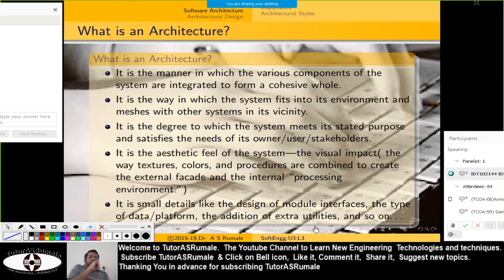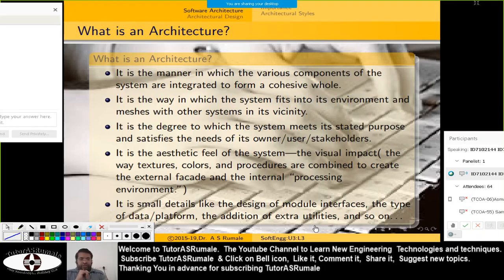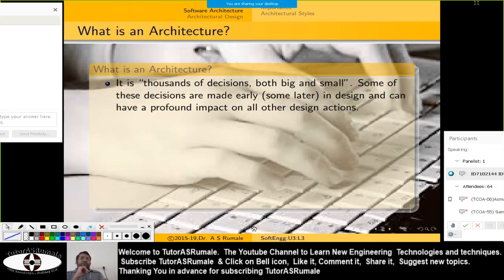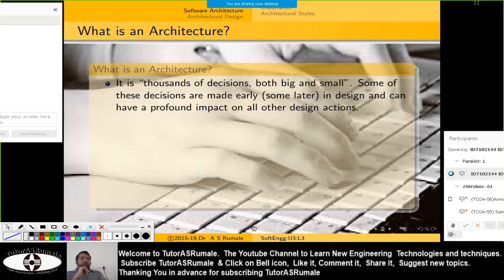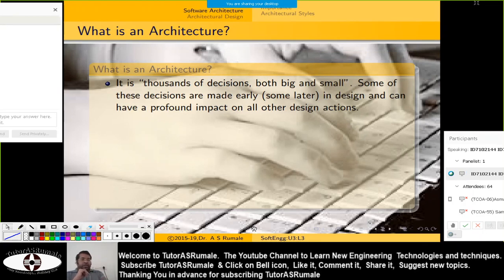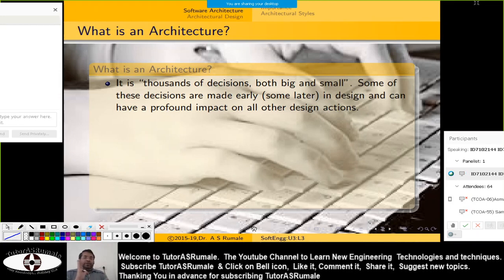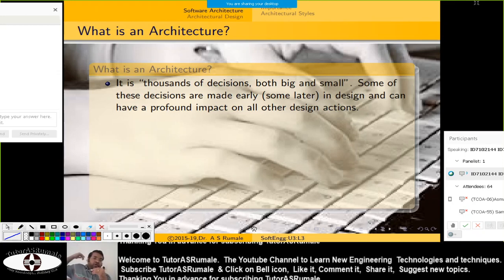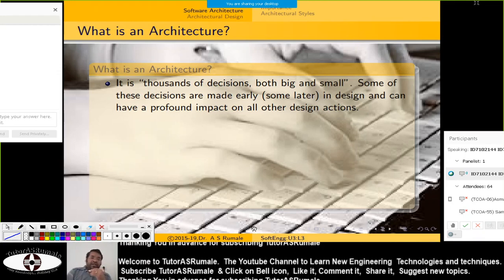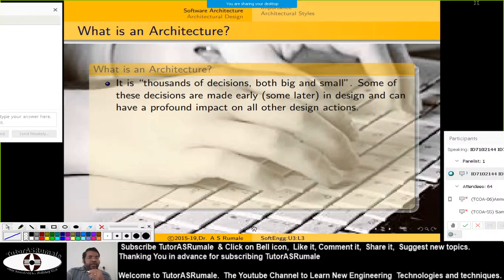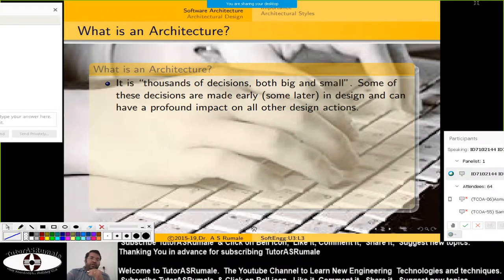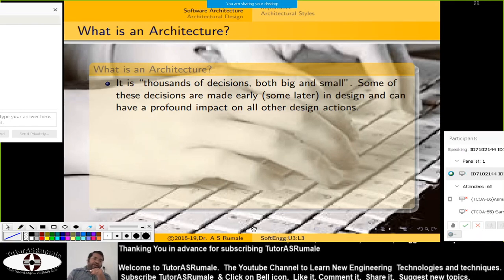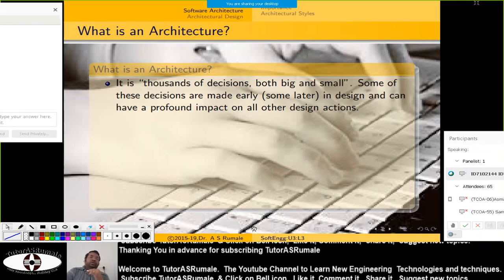Now, what is the next point in architecture? What is an architecture? It is thousands of decisions, both big and small, taken by different teams at different levels, from your topmost managerial level to the lowest actual executors layer. All these decisions made earlier, later on, and in between are also architecture.